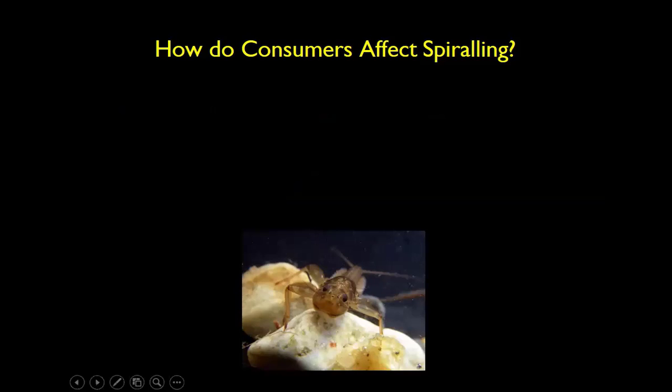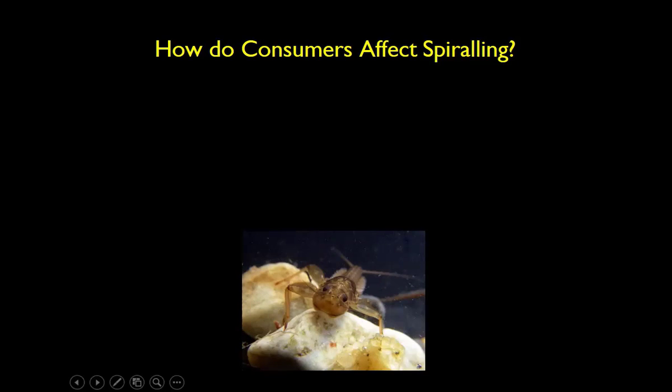So thinking about how consumers affect spiraling, if you imagine that we have a bunch of cute, isn't he cute? It's a little grazing heptageniid mayfly. Isn't it cute? I know, right? If Wild for Life was selling one of those costumes, I wouldn't care what size it was. I would make it fit.